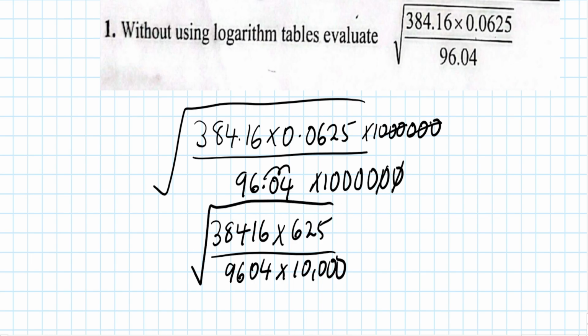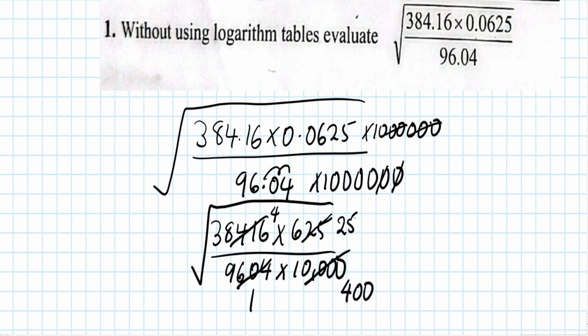Now the next step that we're going to do here maybe, okay, if you just look at it, 9604 goes into 38416 4 times. Okay, so by this, tuta divide na 2 baadaye paka utapata 4. So yeah, and 25 goes into 625 25 times. 25 goes into 10,000 400 times. You look at it carefully.